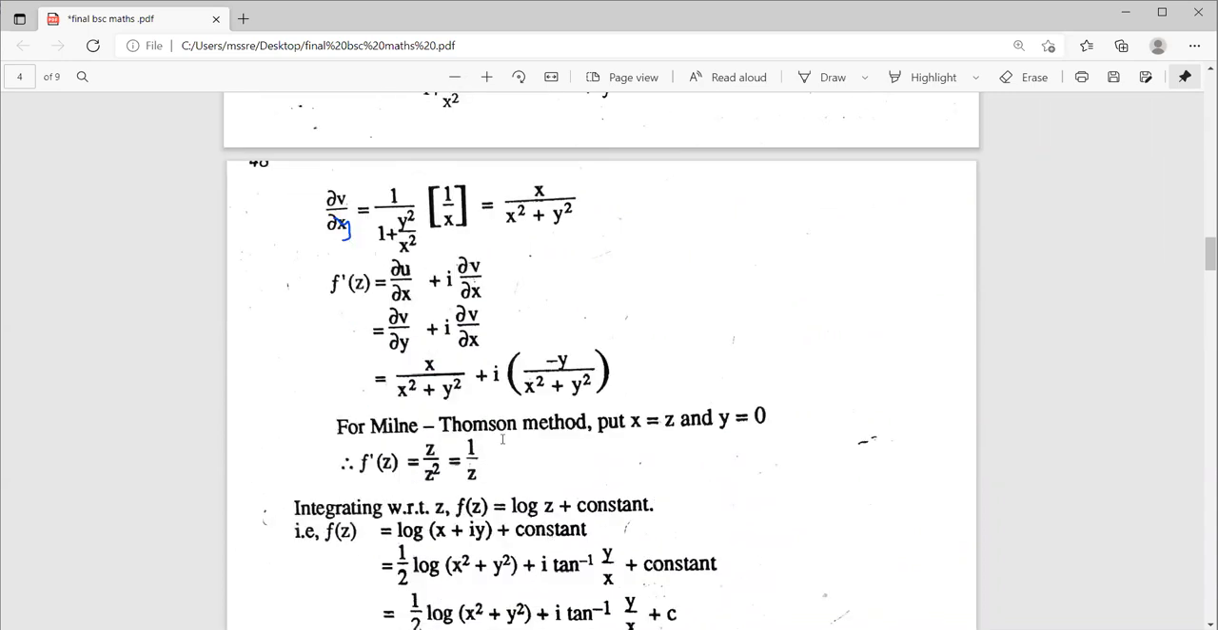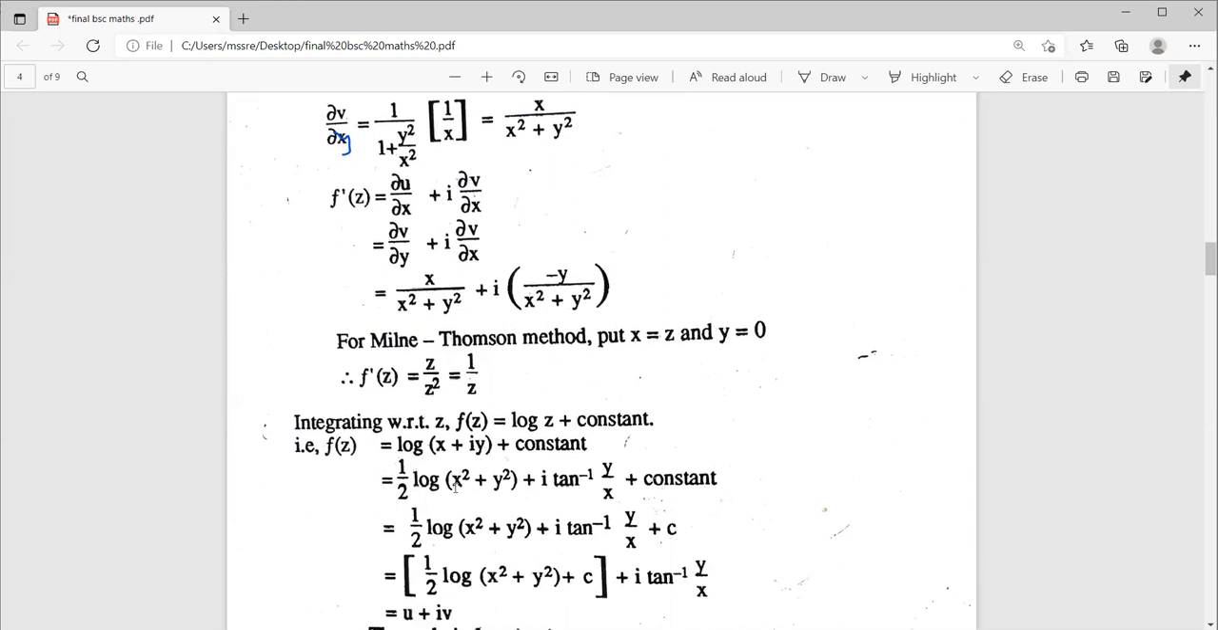For Milne-Thomson method, put x equals z and y equals 0. You will get, substituting z for x and 0 for y, z by z square. Here, when you substitute 0 for y, i into 0 is 0. You will get z by z square, that is 1 by z. Now you have to integrate both sides with respect to z. So if you integrate f dash of z, you will get f of z. Integration of 1 by z is what? Log z. So it is log z plus constant. So f of z is log of z, that is x plus iy, plus constant.